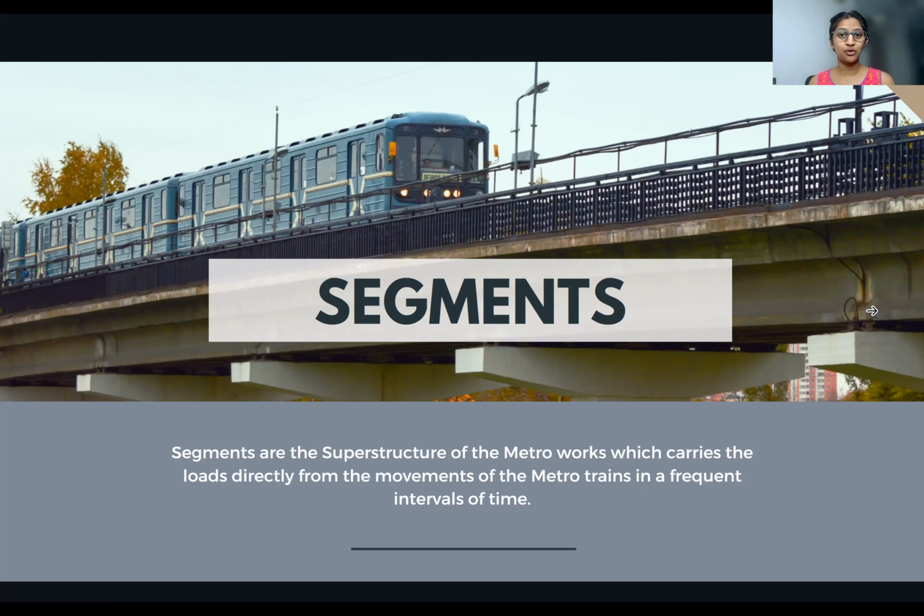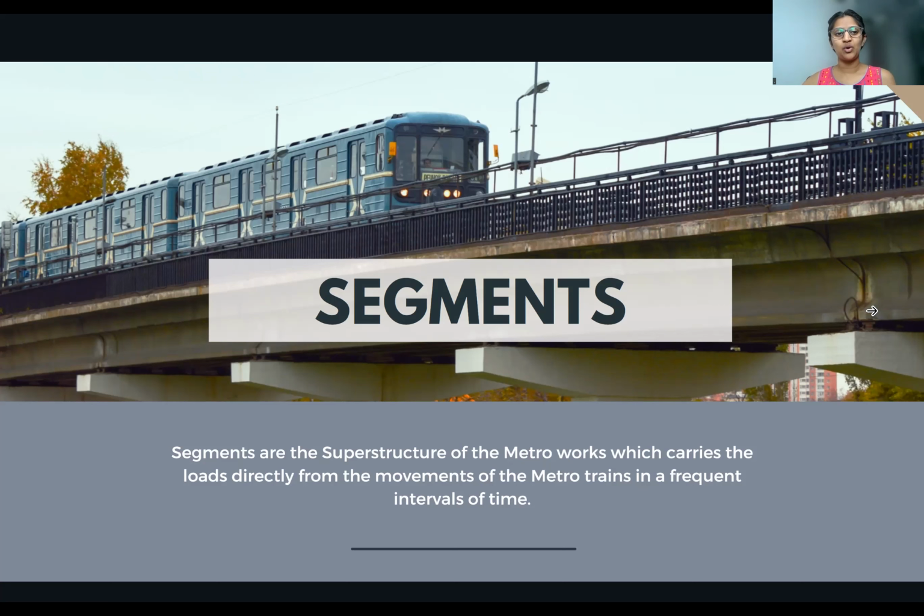So depending on frequent intervals of time, the movement of these metro trains takes place. And when the frequency is high and the number of passengers in the train is also high, the amount of load that will be directly acting on these structures is tremendously huge. So these segments which have been cast are the direct structural unit carrying the load, and then transferring it to the substructures below. That is where these segments come into the picture.